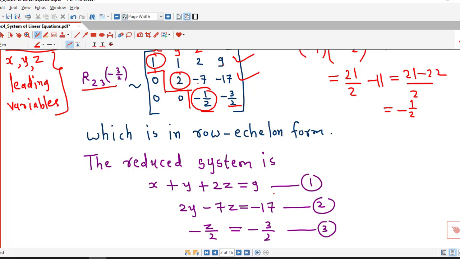Now we solve this system starting from the last equation. So first we find the value of z, then we put the value of z in equation 2, and then putting the values of y and z in equation 1, we obtain the value of x. This process is known as back substitution.